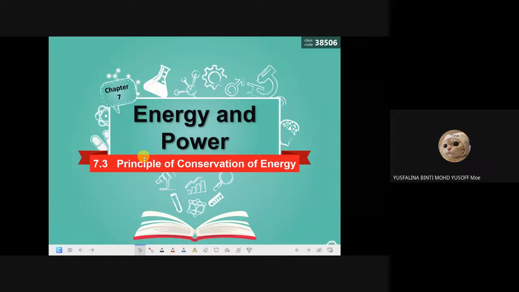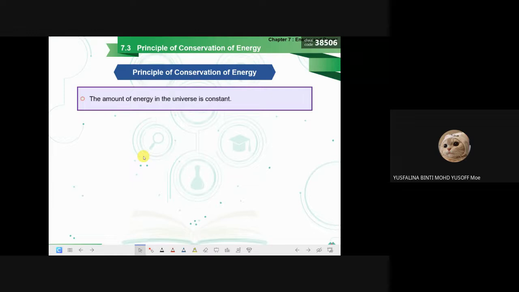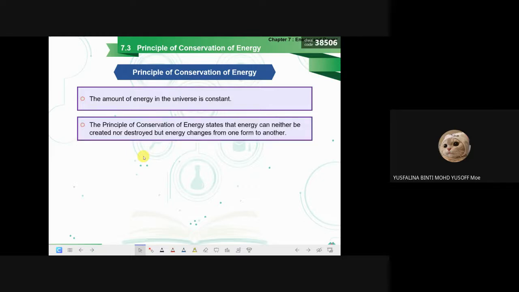Also, we already learned about the power station. There are many types of power station, and we learned how the energy is converted until it becomes electrical energy. So the energy can only be converted; it cannot be created and cannot be destroyed. That is the principle of conservation of energy. The amount of energy in the universe is constant, there is no change. The principle states that energy can neither be created nor destroyed, but changes from one form to another.